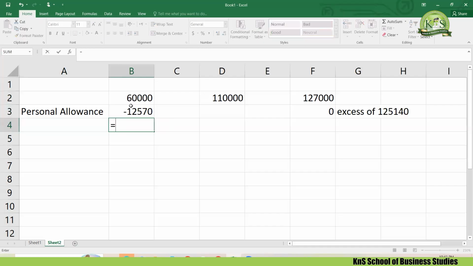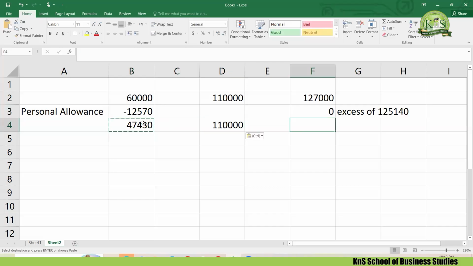Now what will happen? We will apply the formula. Same approach you will follow here. Now what we have to do for here? Now my income is more than 1 lakh, so I'll take out the excess at first. I'm doing the working over here.